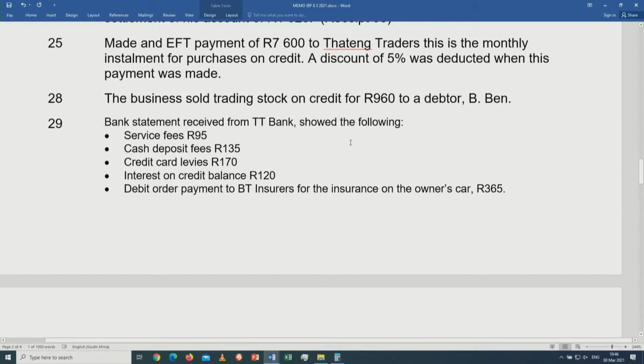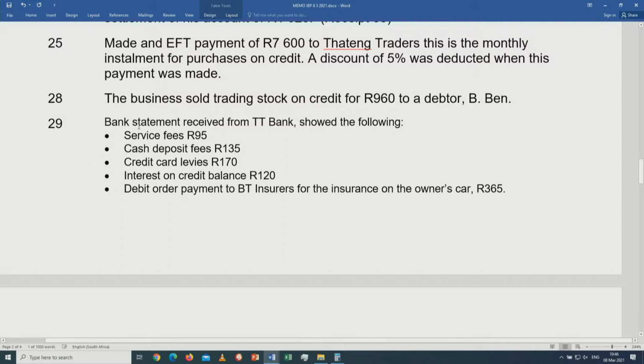The bank received a TT bank statement that showed the following. Service fees, 95 Rand. Cash deposit fee, 135. Credit card, 170. Interest on credit balance, 120. Debit order payments to BT insurer for the insurance of the owner's car, 365. So how do we record these items?